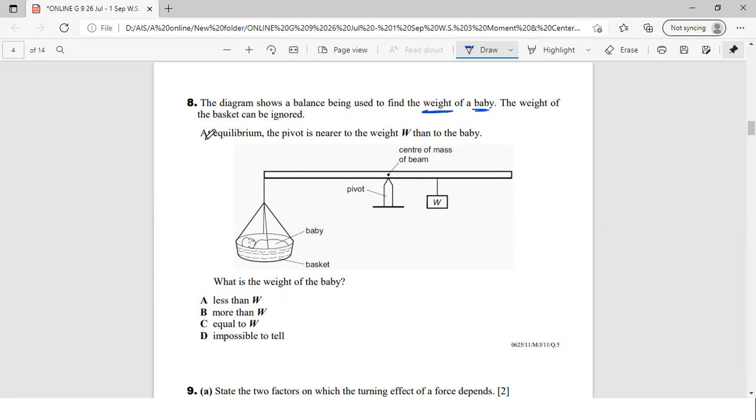Okay, so what they say, at equilibrium, they have to tell me this word. If they don't give us this word, I cannot answer this question. At equilibrium, the pivot is nearer to the weight W than the baby. The distance from the pivot to W is less than the distance from the pivot to the baby. What is the weight of the baby? We don't have values in numbers to calculate, but is it less than W, more than W, equal to W, or impossible to tell?